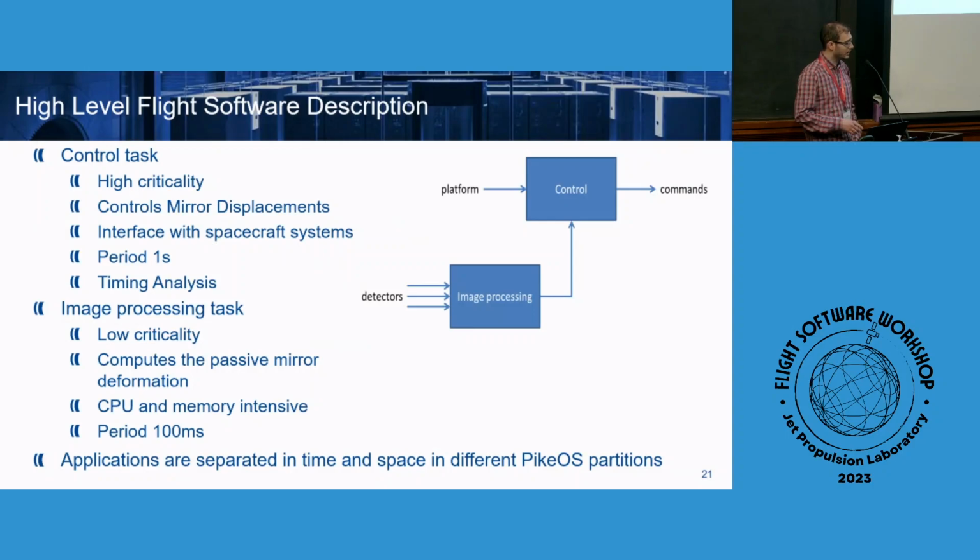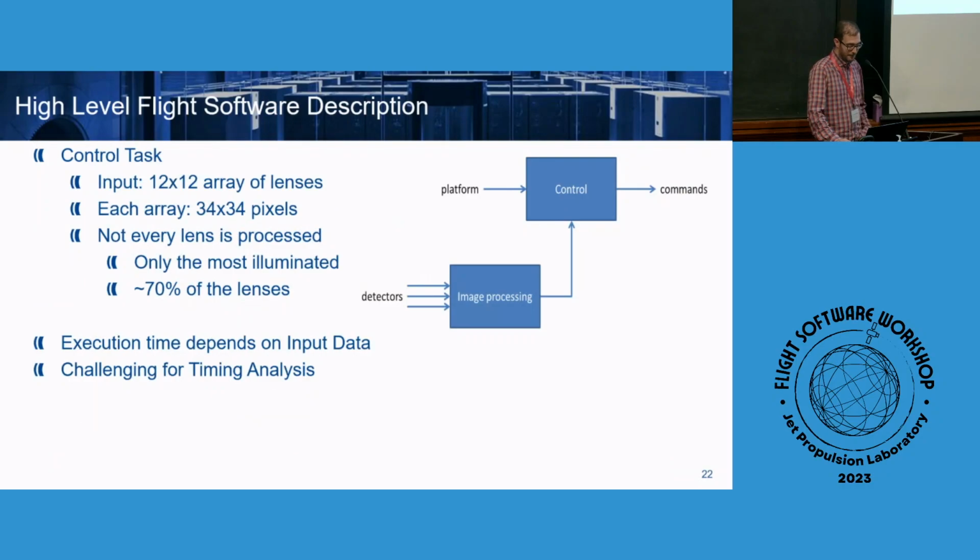We have also an image processing task, which has lower criticality and computes the passive mirror deformation. This task is more CPU and memory intensive, and it's executed every 100 milliseconds. Both tasks are implemented in separate partitions on top of PikeOS in order to achieve time and space isolation.